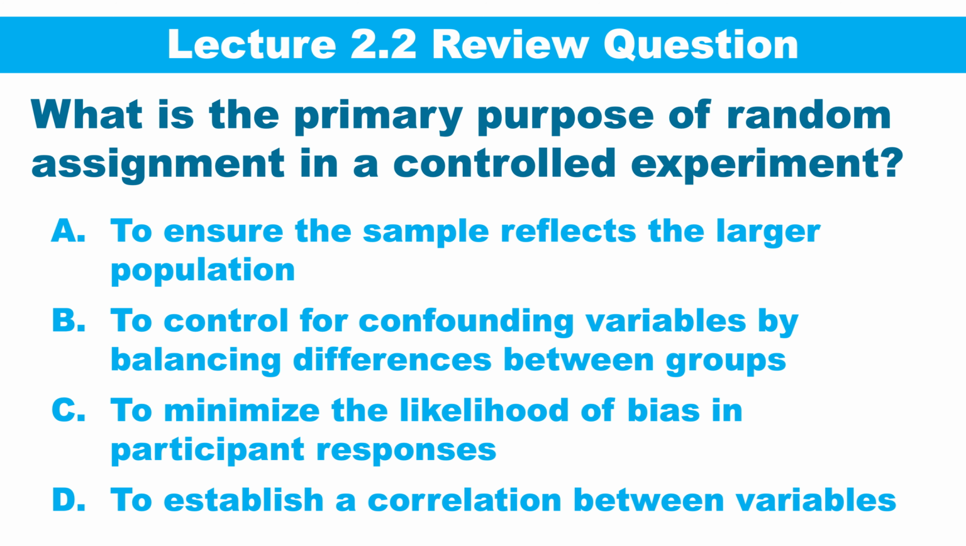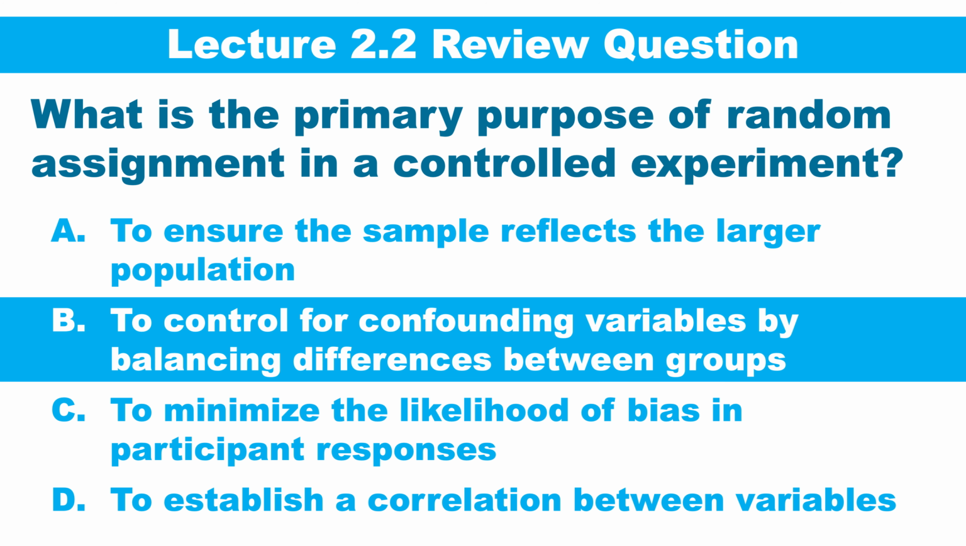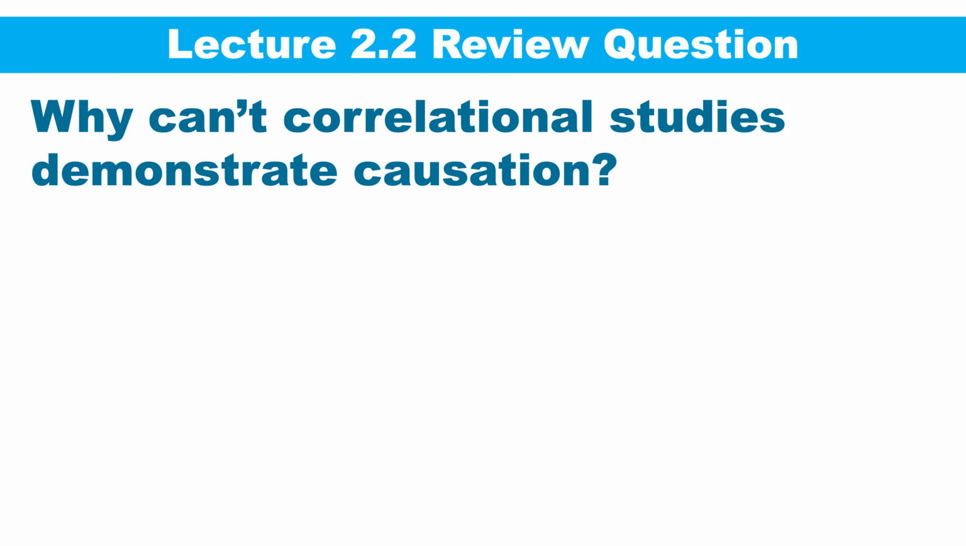The correct answer is B. Random assignment helps to ensure that differences between groups are due to the independent variable, not pre-existing characteristics. Next up, why can't correlational studies demonstrate causation?